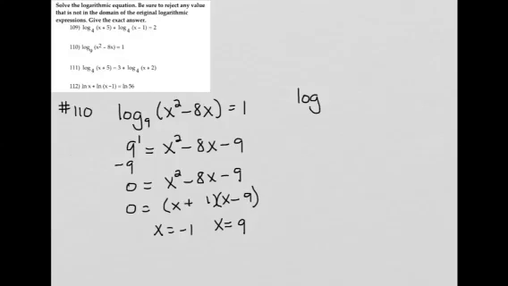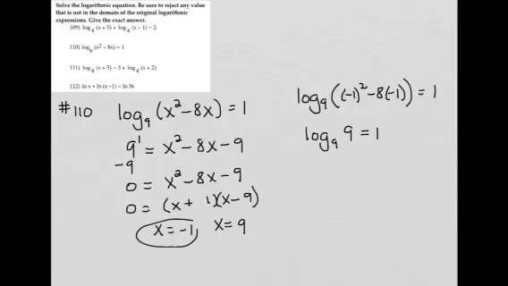So now the original equation was the log base 9 of x squared. I'll try that negative 1 first. Negative 1 squared minus 8 times negative 1. And does that equal 1? All right. So negative 1 squared is 1, and that's going to be plus 8, and 1 plus 8 gives me 9. So that works. So you can see, just because a number is negative, it doesn't mean that it has to be a bad answer, but you definitely check it.